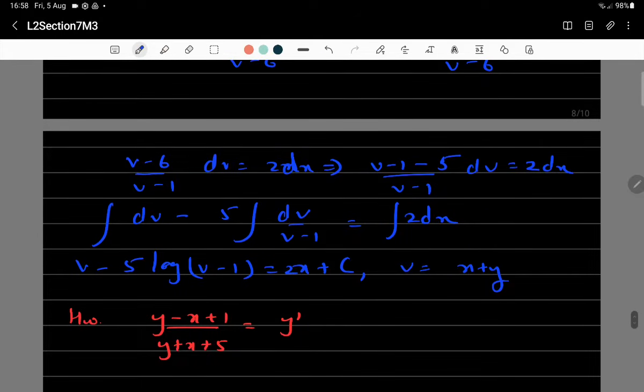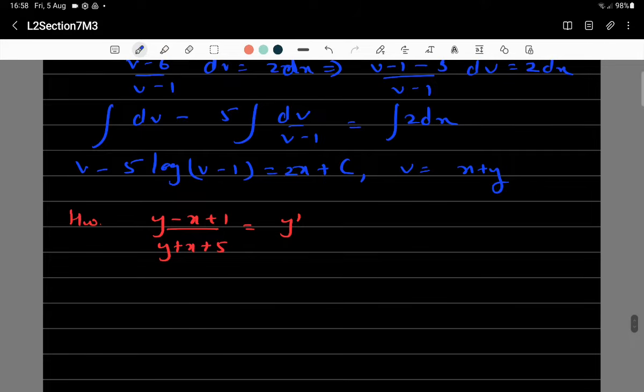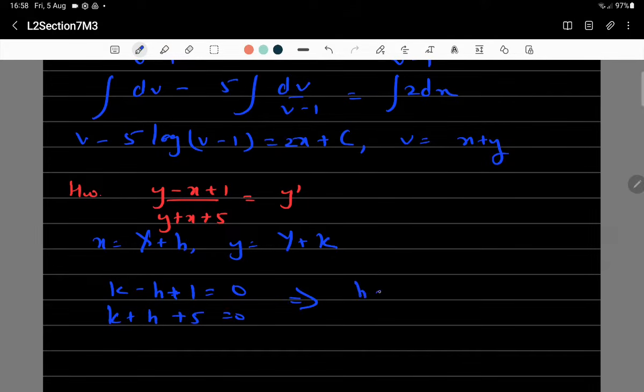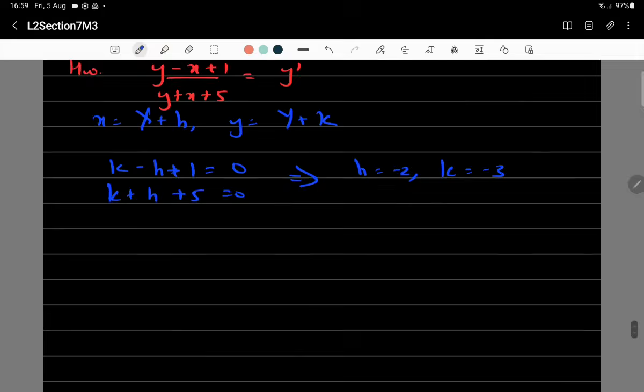The next question is a case of differential equation which is reducible to homogeneous differential equation by substituting small x is equal to capital X plus h, small y is equal to capital Y plus k, and then we have to take k minus h plus 1 is equal to 0, k plus h plus 5 is equal to 0. Solve it by yourself and you will find h is equal to minus 2 and k is equal to minus 3.